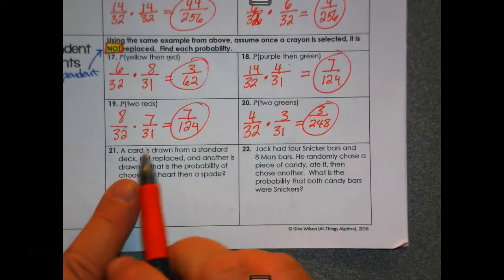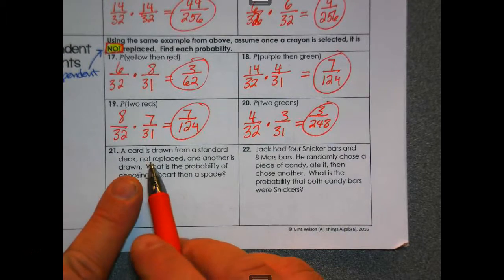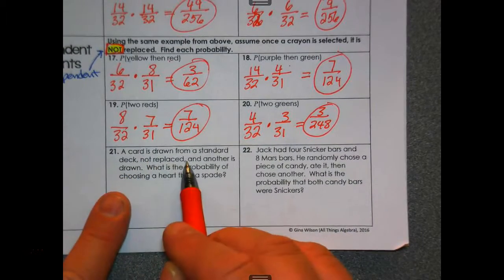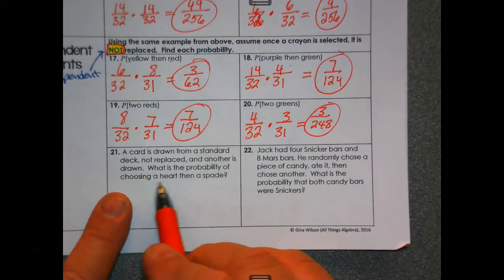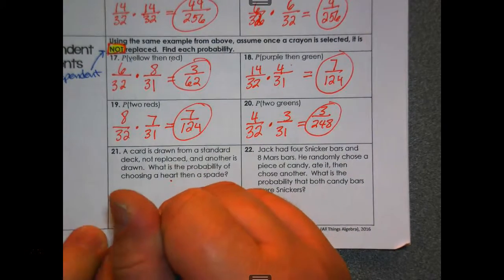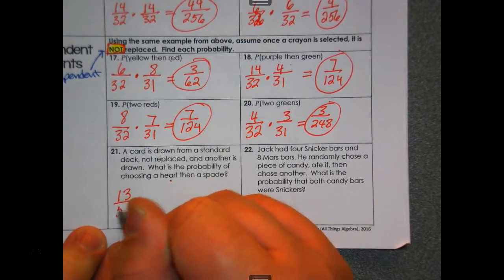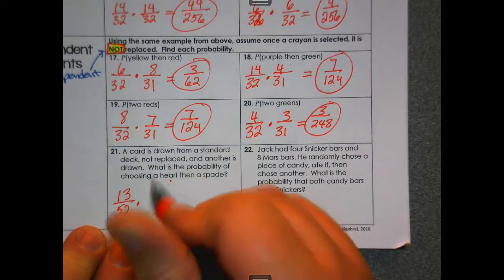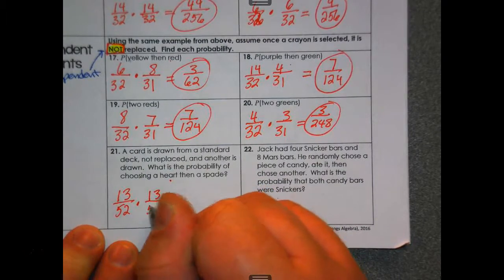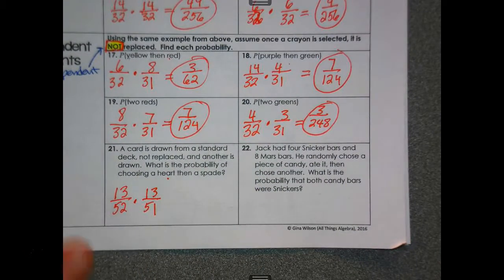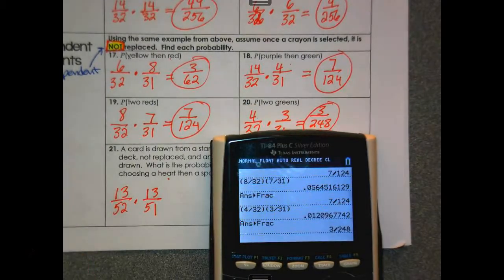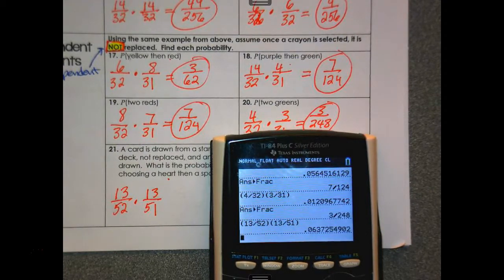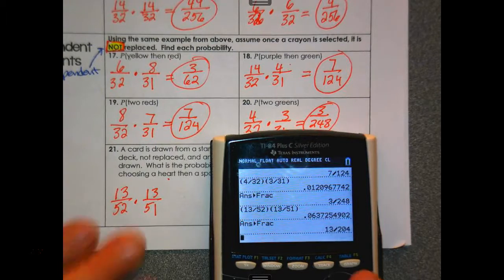Okay, number 21. A card is drawn from a standard deck, not replaced, and another is drawn. What is the probability of choosing a heart? So 13 out of 52. Then a spade, 13 out of 51. 13 out of 204.